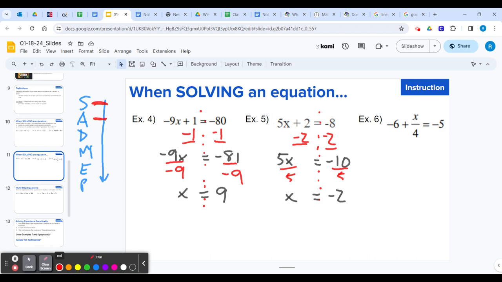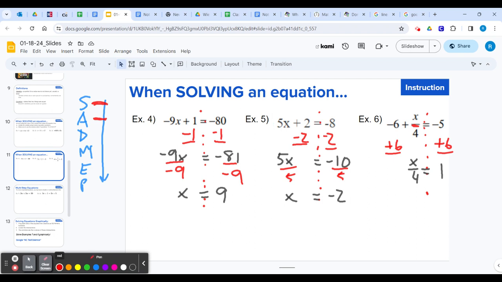All right, example 6. A little bit different because instead of multiplication, we have a division going on here with this x divided by 4. We still want to handle the addition/subtraction first, so I'm going to add 6 to both sides first, cancel that out on the left, cancel it out on the right. Negative 6 plus 6 is 0, so I'm just left with x over 4 on the left. Negative 5 plus 6 is positive 1, so I'm just left with 1 on the right.